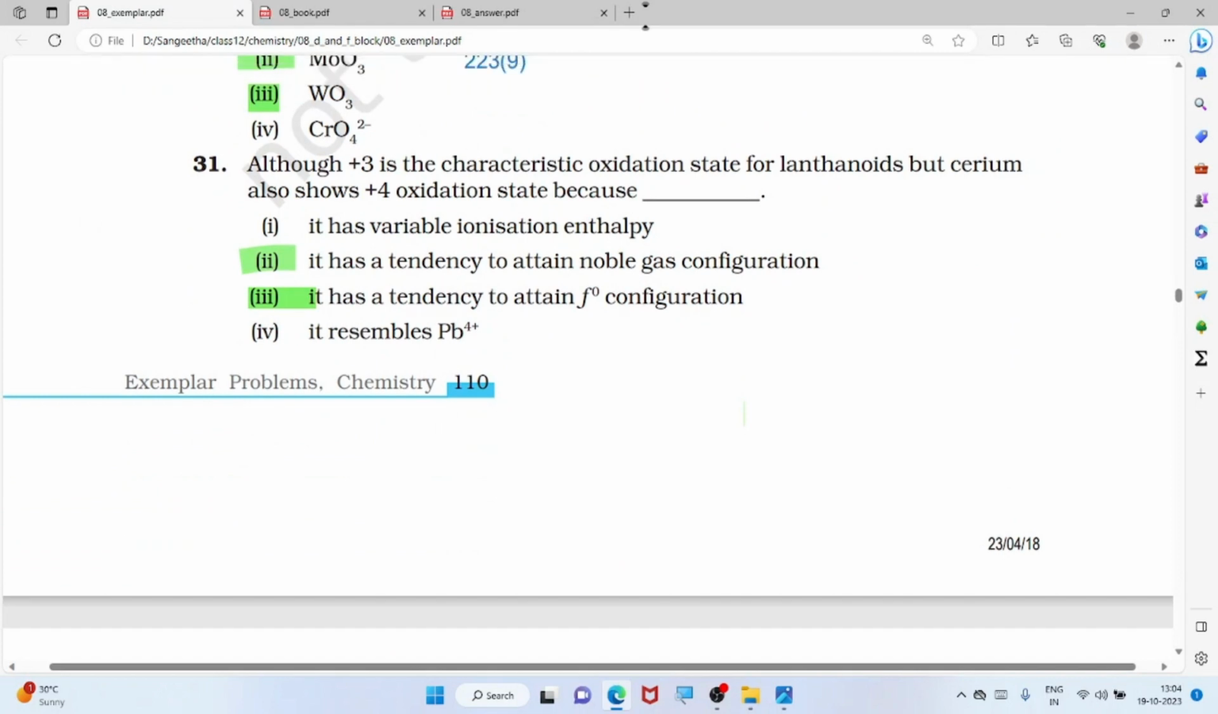Although +3 is a characteristic oxidation state of lanthanides, cerium has a +4 oxidation state because it has a tendency to attain noble gas configuration and a tendency to attain f0 configuration.